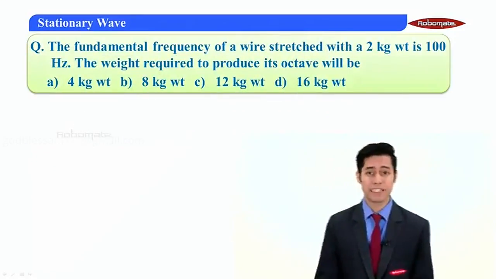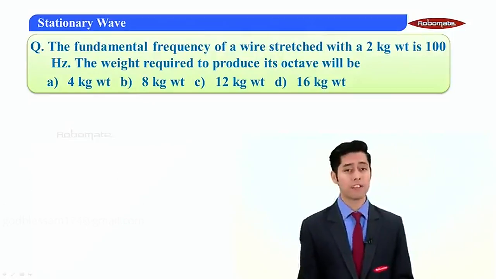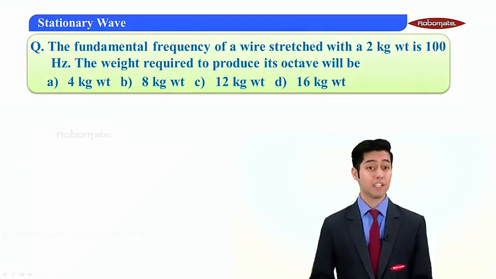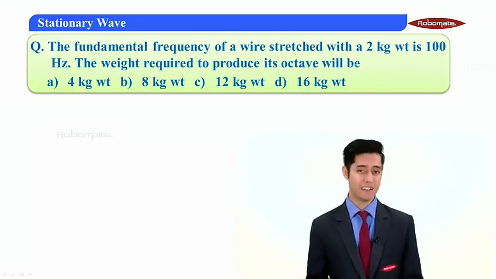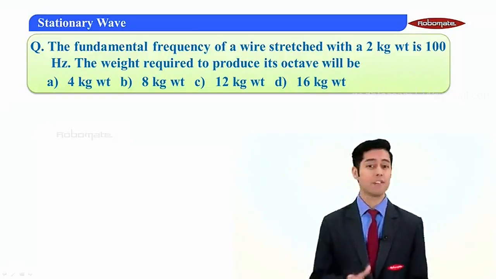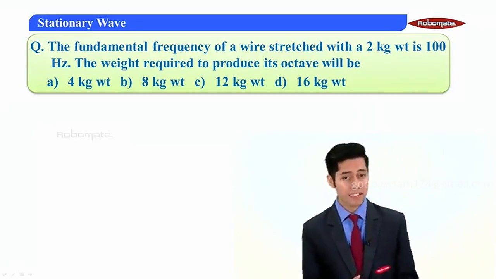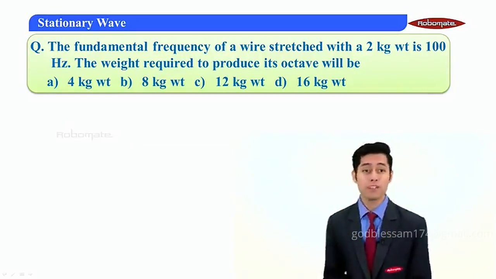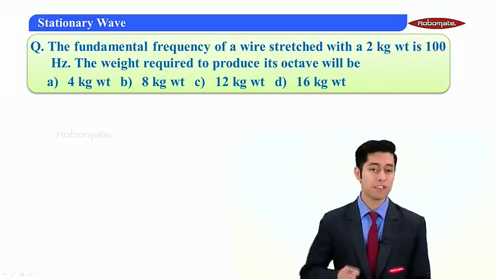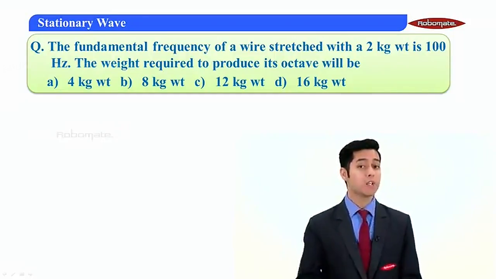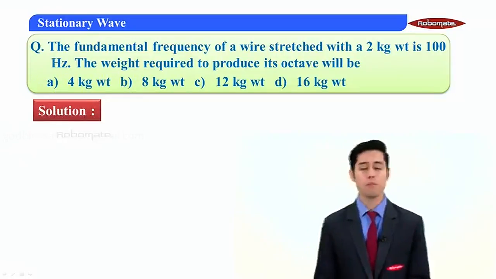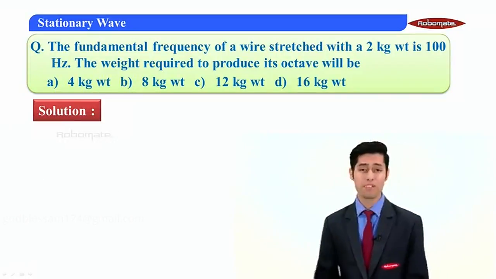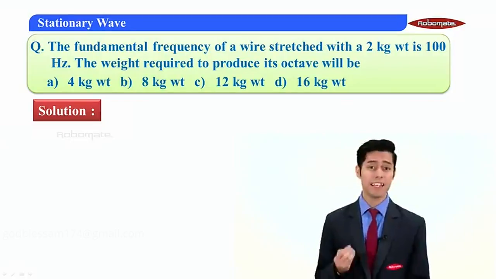The first problem says that the fundamental frequency of a wire stretched with a 2 kg weight, that means the tension is given, is 100 Hertz. That means tension and frequency are provided. They're asking the weight required to produce its octave. Now students, remember, octave means twice the original frequency. So to produce octave, how do I move ahead with the solution? The options given are 4 kg weight, 8 kg weight, 12 kg weight and 16 kg weight.